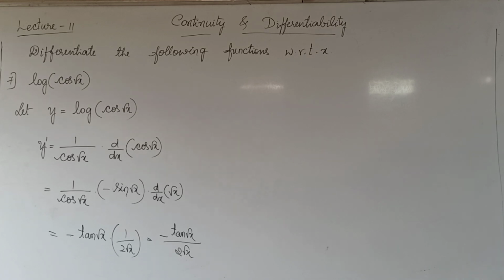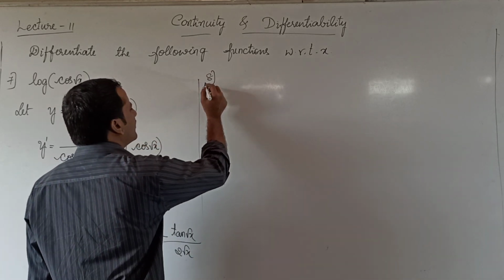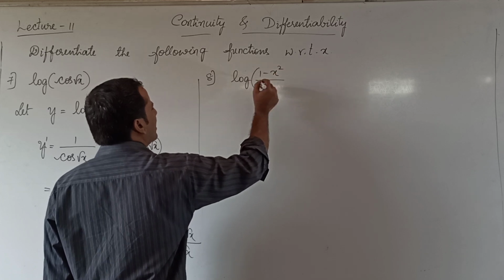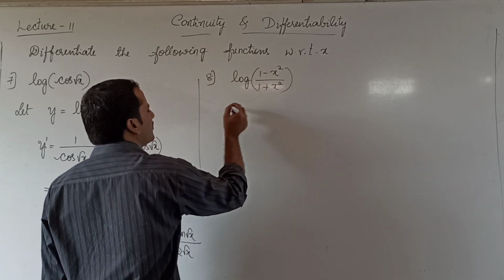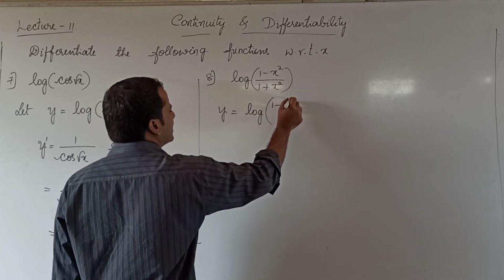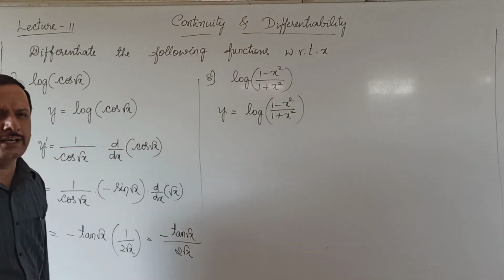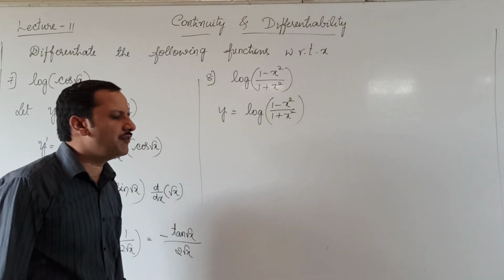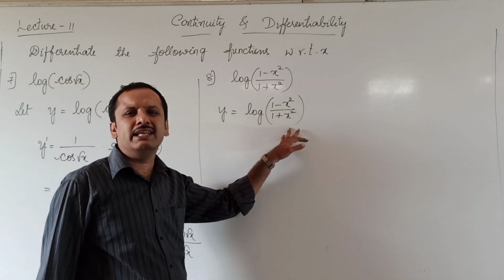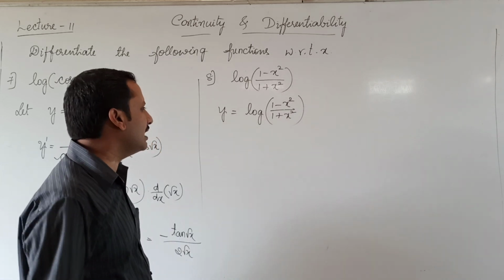Next question. Log of 1 minus x square by 1 plus x square. So we will take y equal to log of 1 minus x square by 1 plus x square. Before we differentiate it, we can use one of the properties of logarithms: log m by n is equal to log m minus log n. That formula I can use.